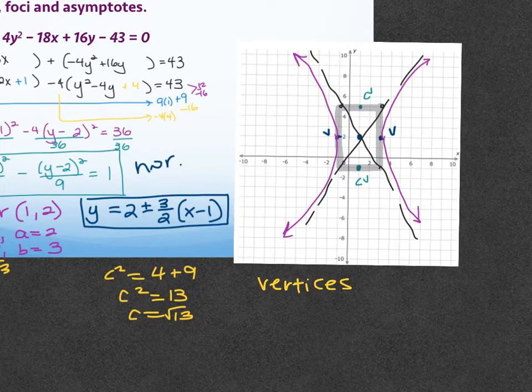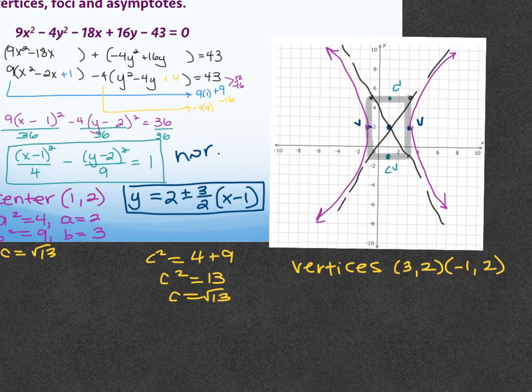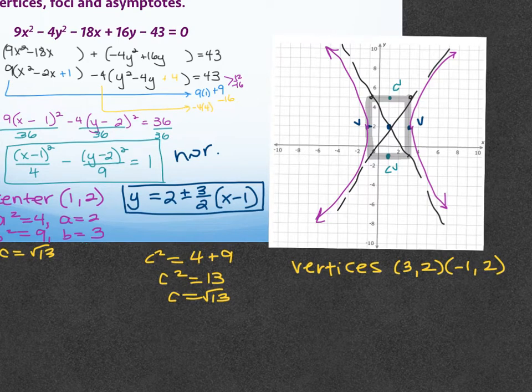So from my graph, I can identify my vertices, which are 3, 2, and -1, 2. Or I could have taken my center and added and subtracted the A from the X coordinate because the vertices are on the horizontal. The co-vertices I can also get from my graph by going up and down. So this is 1, 5, 1, -1. Or I could have taken my center and added and subtracted the B from the Y coordinate because the co-vertices are vertical.